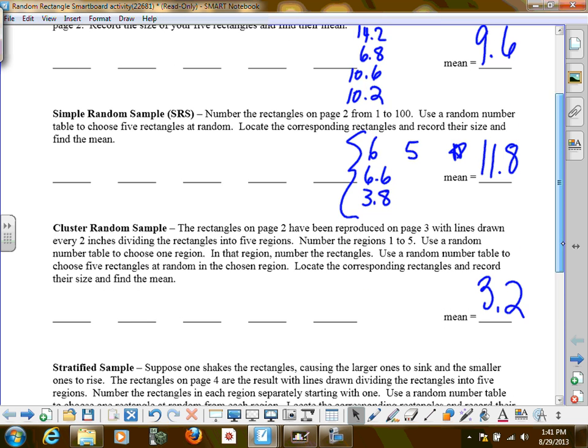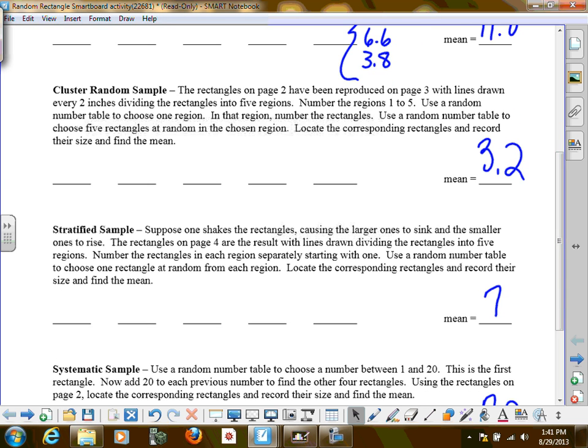All right, next, cluster random sample. Okay, this one, let's think about what that was. What happened on that page? The person who wrote the activity just drew a line. Did the person sort them by shape yet? No. They're all randomly on the page, and they just have a line. Then you did a random number generator and picked a cluster, and then you picked 5 within that cluster.